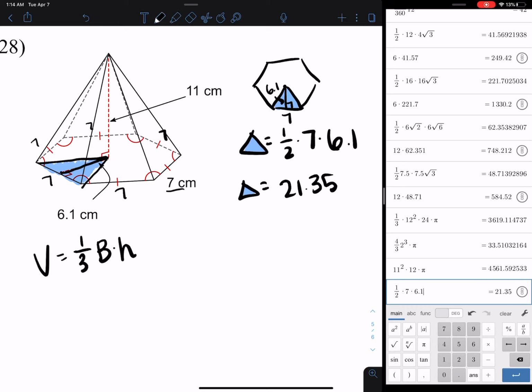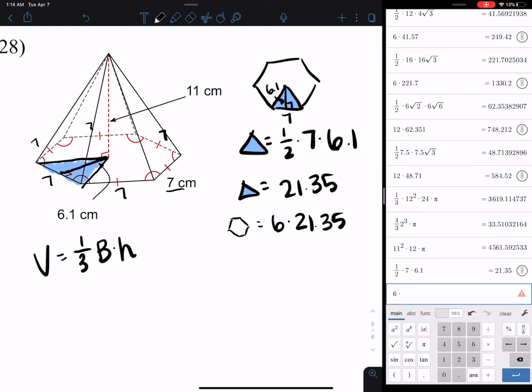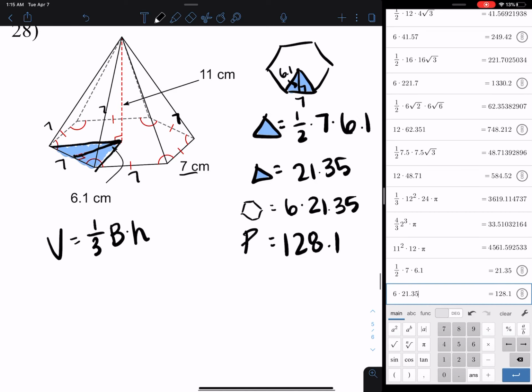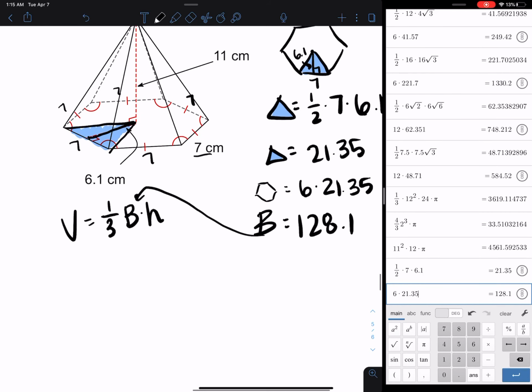And then the area of the hexagon is 6 times that, because we would have 6 triangles of this area in here. So let's do 6 times 21.35. That tells us that this is 128.1. This is the area of the base. So that goes right here. The height is 11 centimeters.